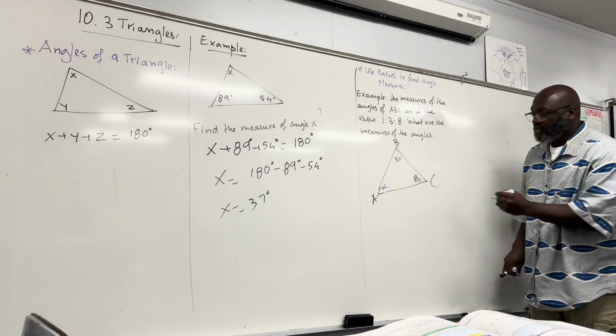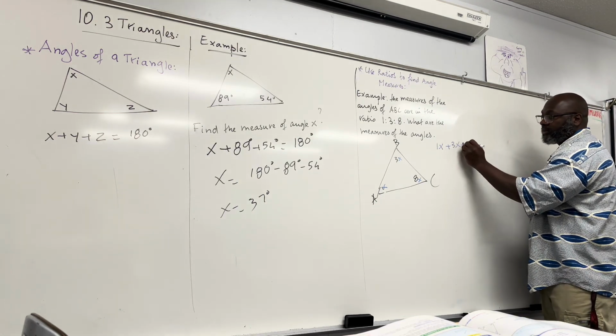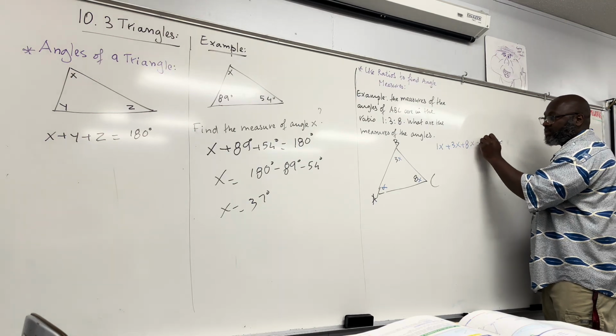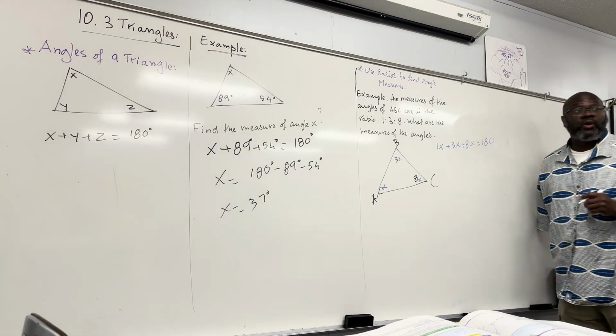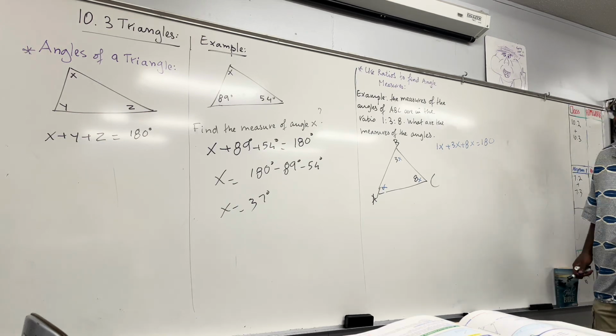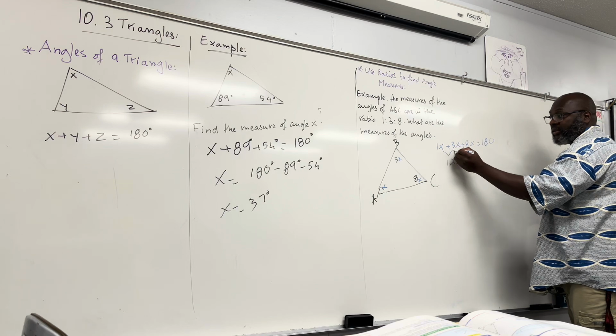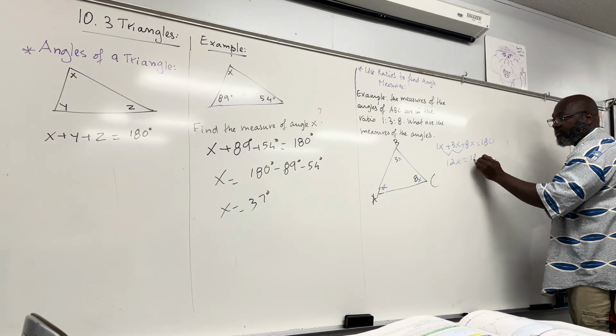180. So it's going to be 1x plus 3x plus 8x is 180. Now we can solve for x, and once we find x, we can find the measures of any angle, right? So it's going to be 12x. If you add all these together, you get 12x is 180.